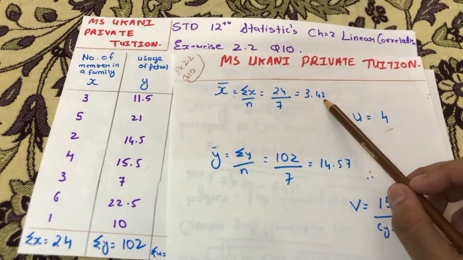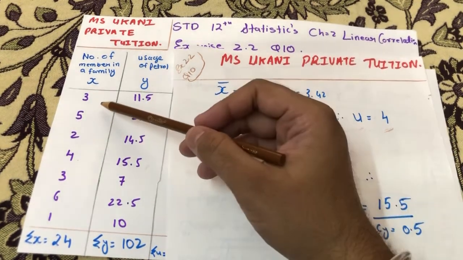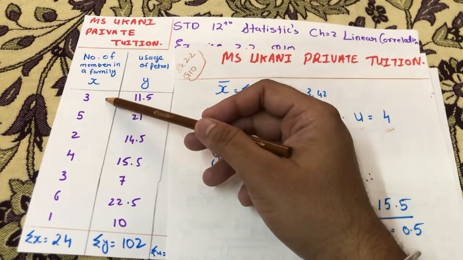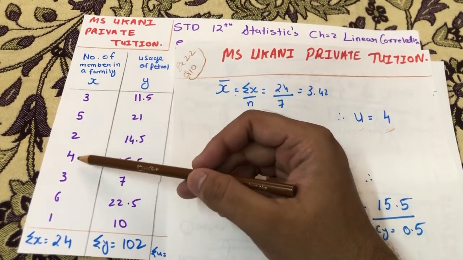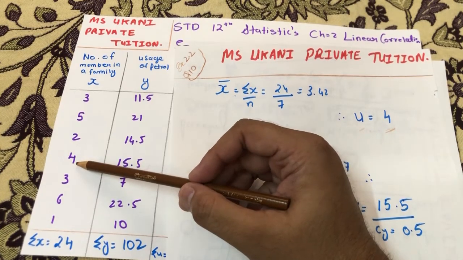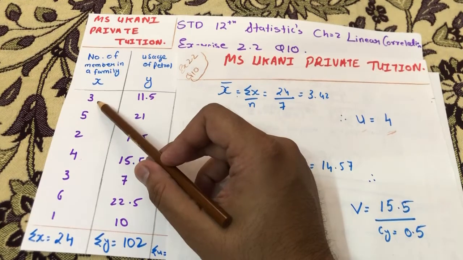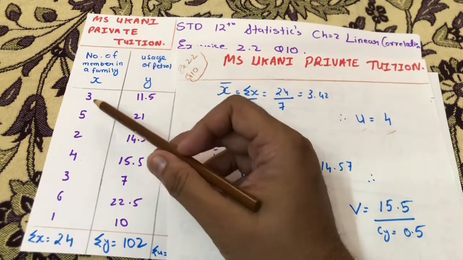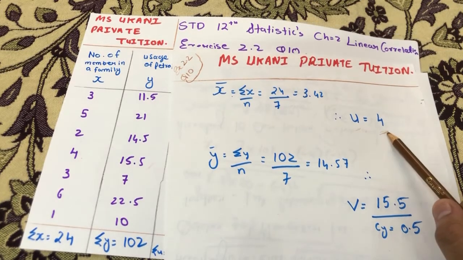Now after finding X bar we have to assume U. To find U we have to look at the column X. Here we will assume U as 4. You can also assume U as 3, because 3 is also given, but in this sum I have taken U as 4.